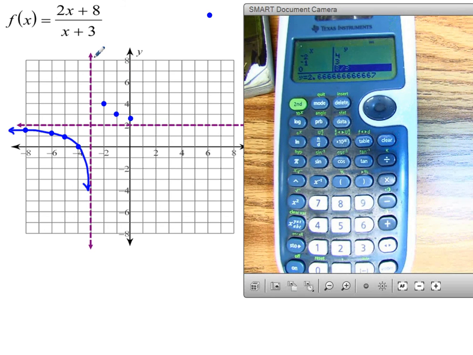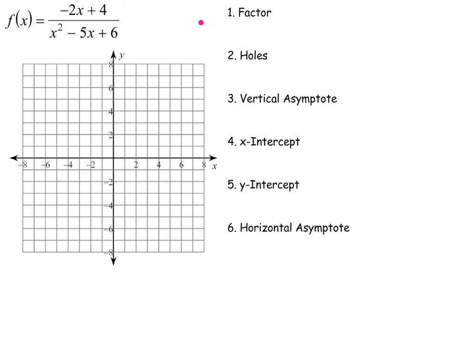I have the same situation going on here. I have to make sure I go through those dots. Oops, that wasn't very good. Let's try that again. That was bad too. It keeps getting close. Put my arrows on, and I've graphed. So, let's look at another one.